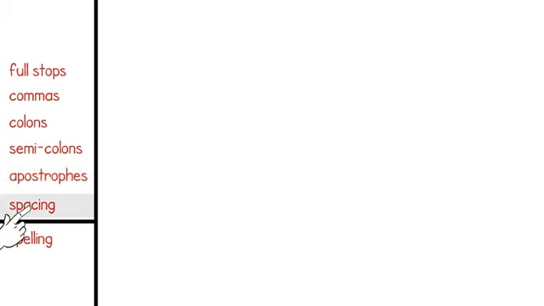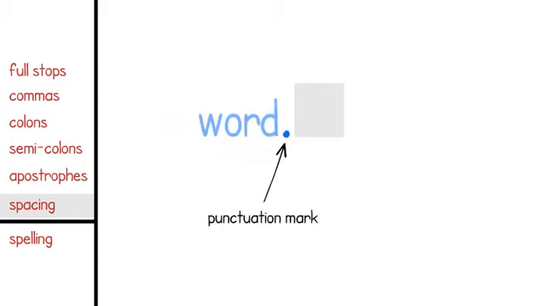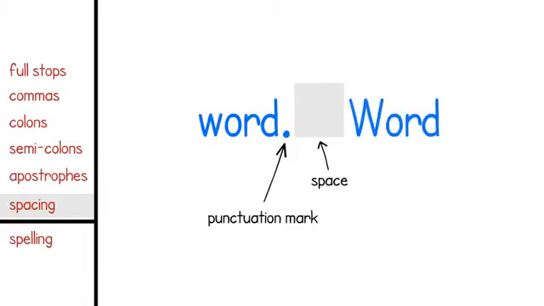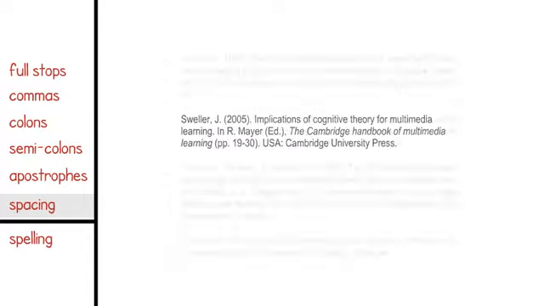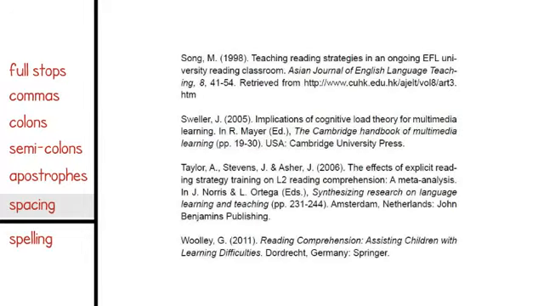One key thing to remember about punctuation is where to put a space. The punctuation mark comes directly after a word. A space is then needed directly after the punctuation mark. Punctuation and formatting are very important in academic writing, especially referencing. Look at the video on referencing for more on this topic.